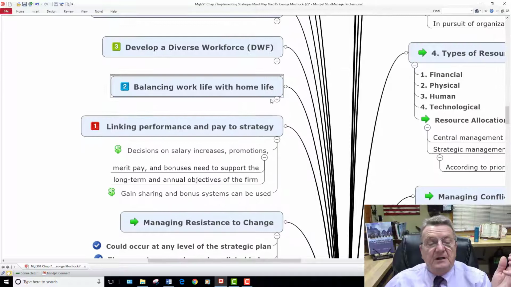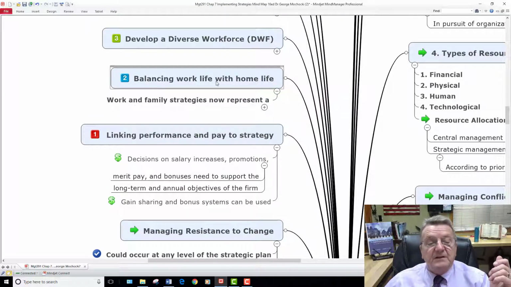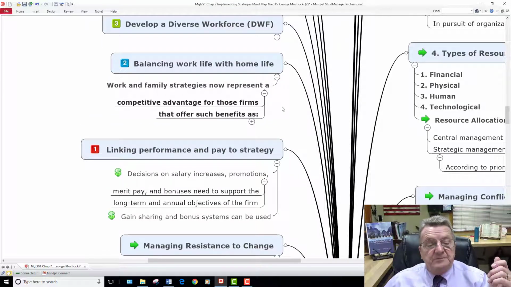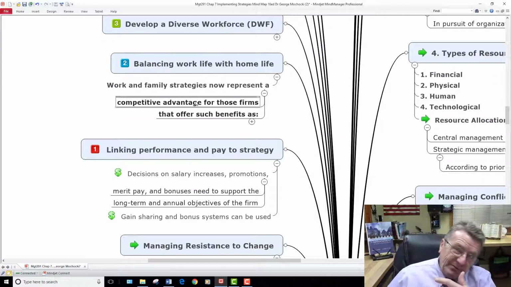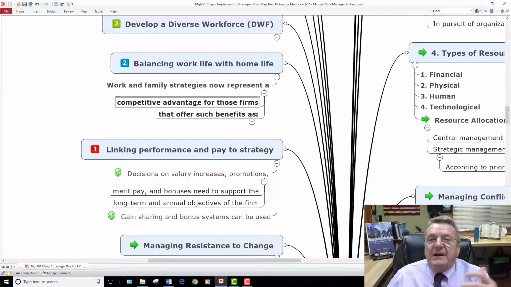Okay. The next one is balancing work life with home life. Like it or not, this is the hardest one. It's a competitive advantage for firms, because especially during a reorganization or a new structure, you're spending so much time at work you forget your family. That's why a lot of people come home. I'm working out of my office at home, which works out perfect. I can still come in there, I'm recording, I'm doing this, but I have that flexibility.